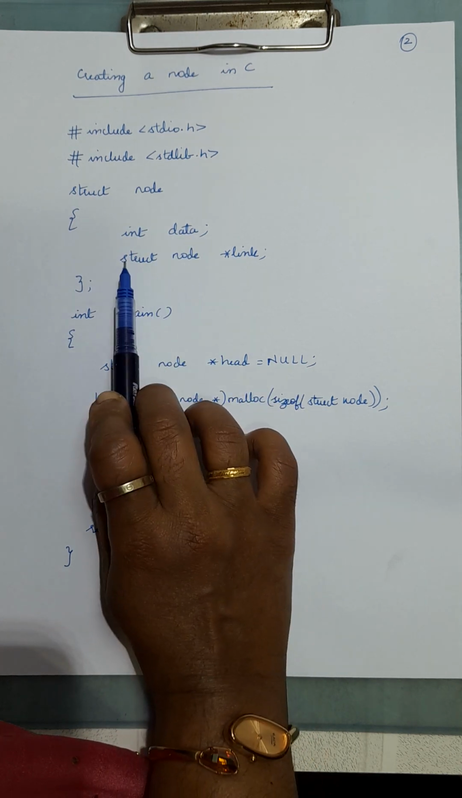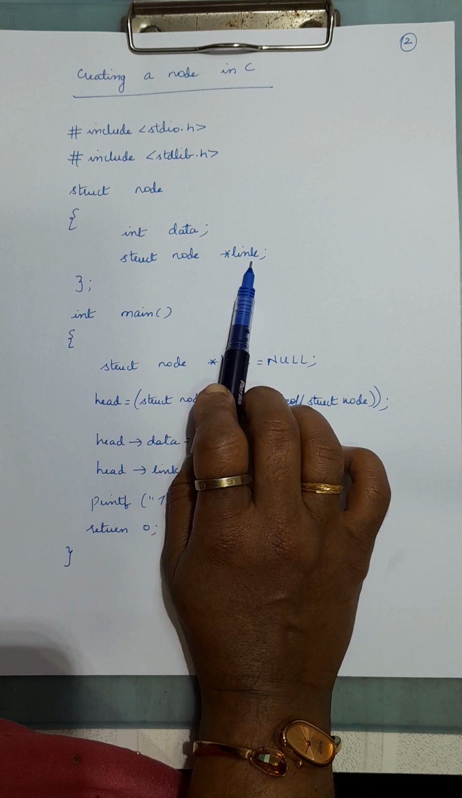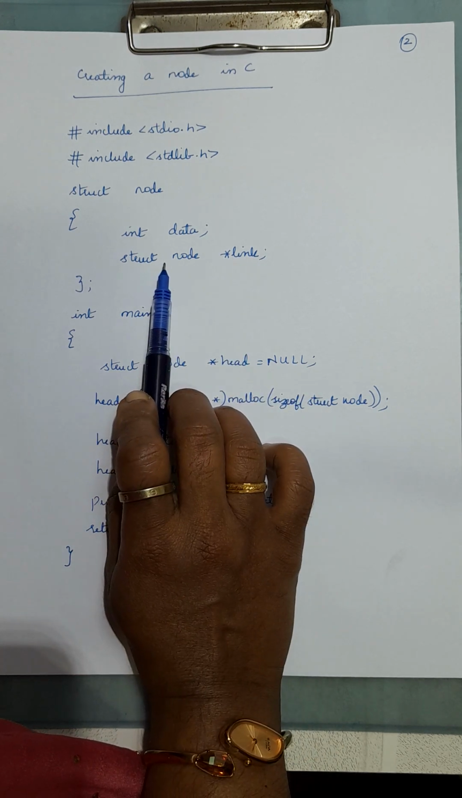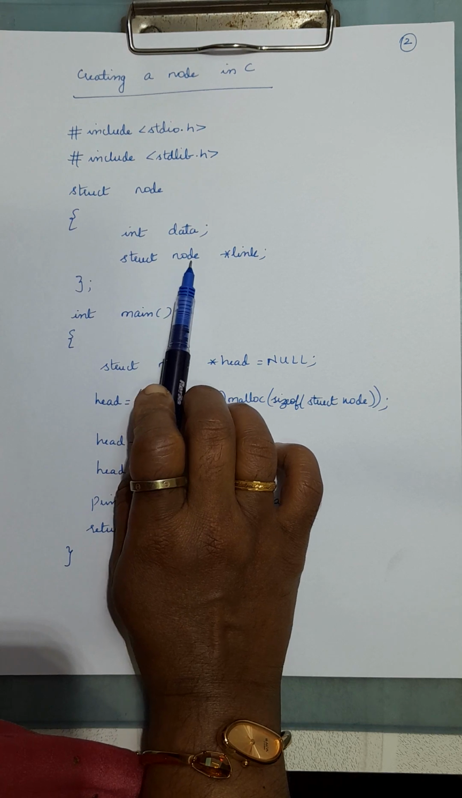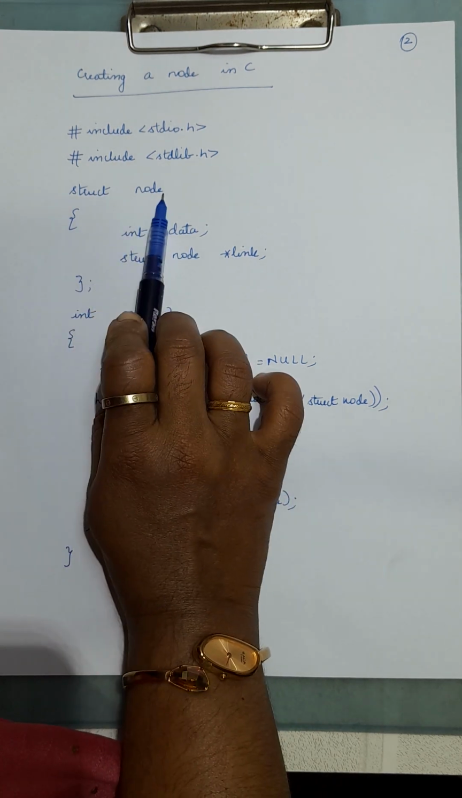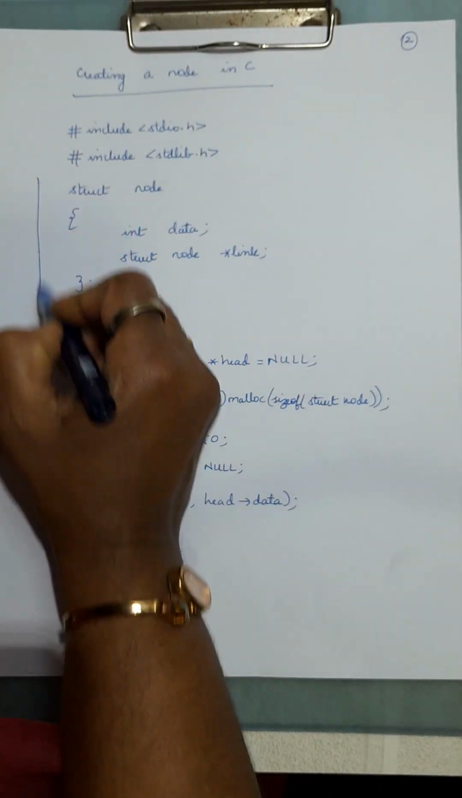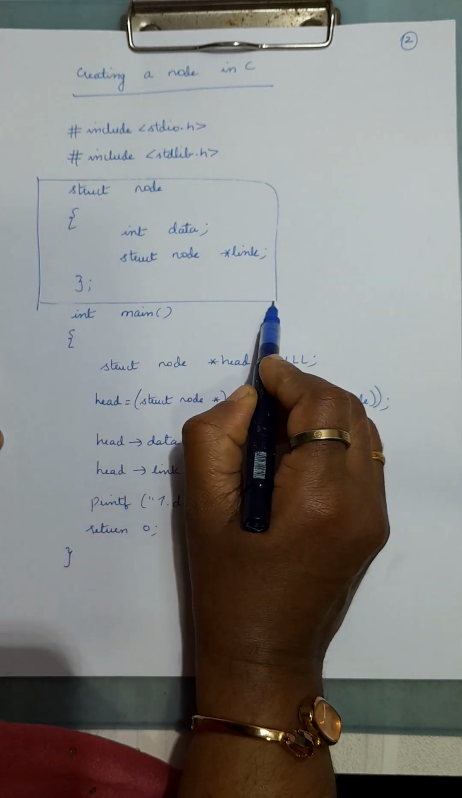Coming to the next one, struct node star link. What does it mean? Link is a pointer that points to the structure node. Since it is a structure, the link is pointing to the structure node which is placed within the node structure itself. It is called a self-referential structure. So this is the first part that you have to write for any node creation.